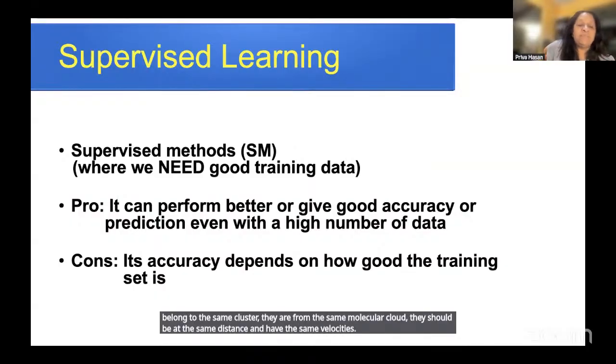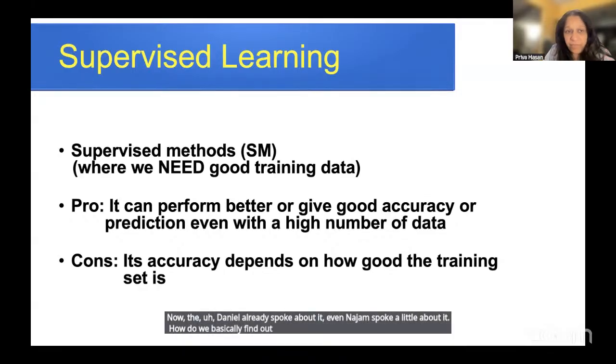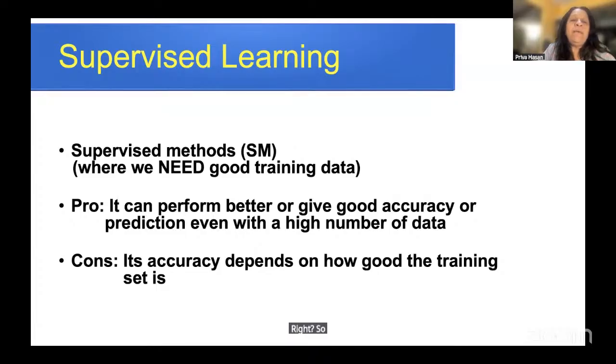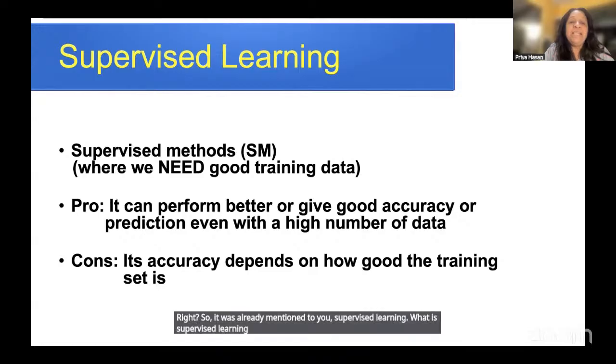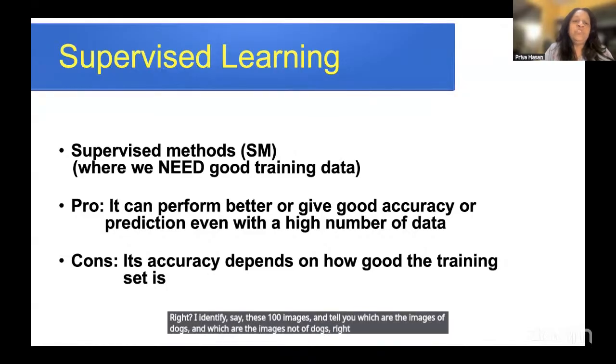Now, Daniel already spoke about it, even Najam spoke a little about it. How do we basically find out members, right? So it was already mentioned to you, supervised learning. What is supervised learning? For example, if you have images of 100 dogs, I identify these 100 images and tell you which are the images of dogs and which are the images not of dogs, right? So that means I already have labeled data for which I know what is what, right?